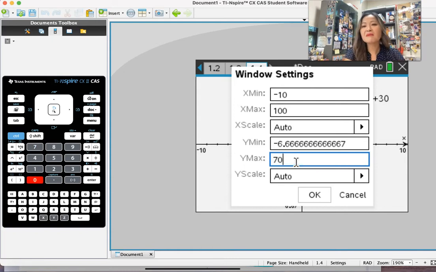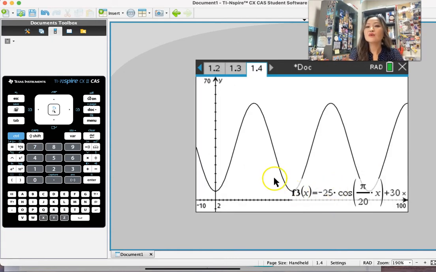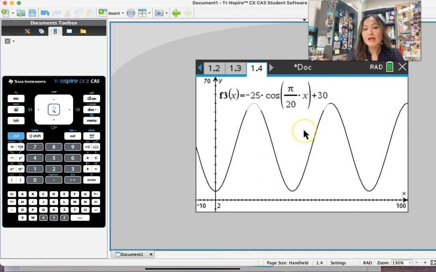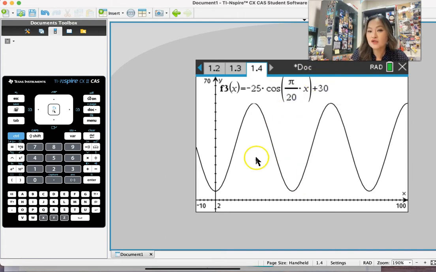So I'm going to put up, let me be about 70. And then we see it pretty clearly. The window is extremely important. And I think it's better than you just keep mindlessly pressing zoom out, zoom out, zoom out, okay? And you see now we have the function that demonstrates how our Ferris wheel is working.